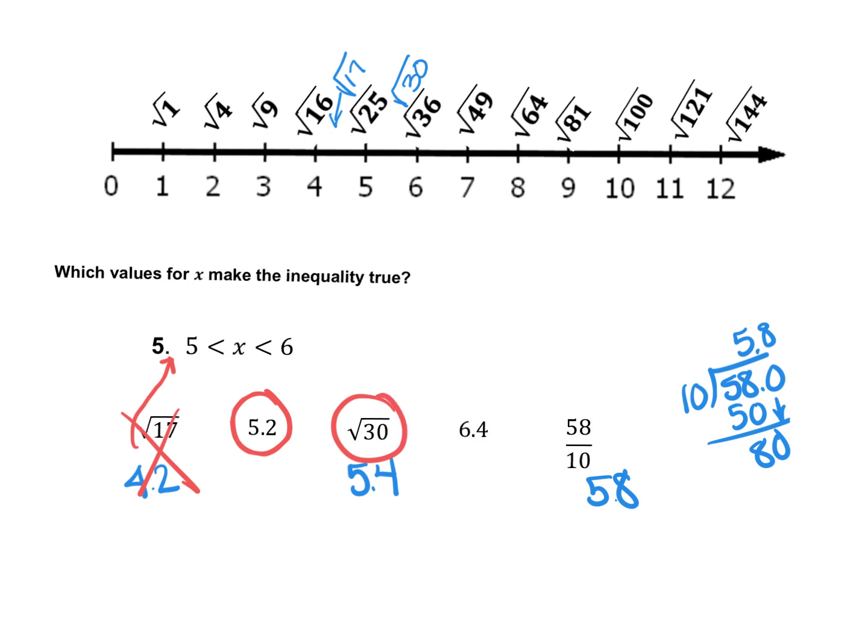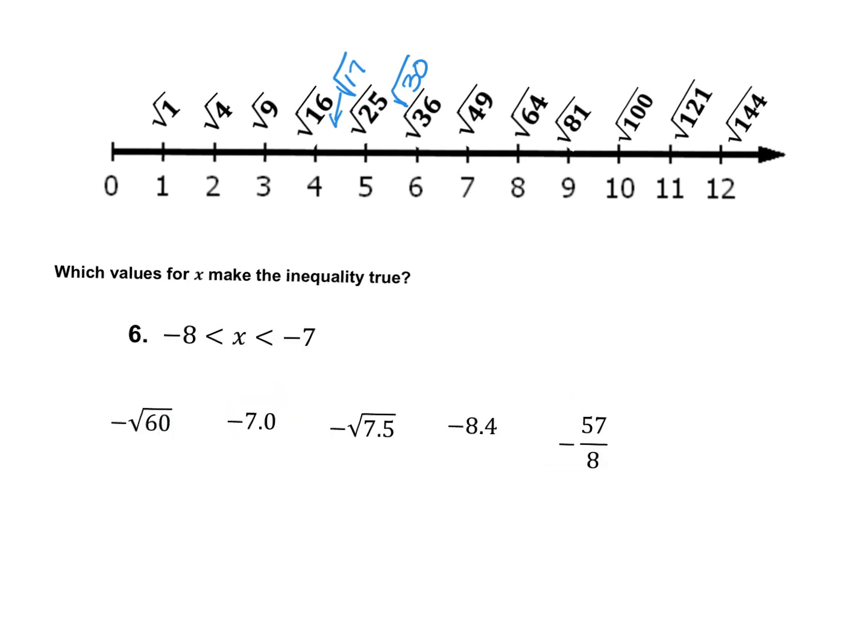6.4, well, you guys, 6.4 is going to be bigger than the 6, so we can't have 6.4. But 58 over 10 makes a 5.8, and that would be between 5 and 6. So 58 over 10 would be between 5 and 6. And we're going to skip number 6. So in this lesson, we took a look at how to compare numbers on a number line, including the square roots.